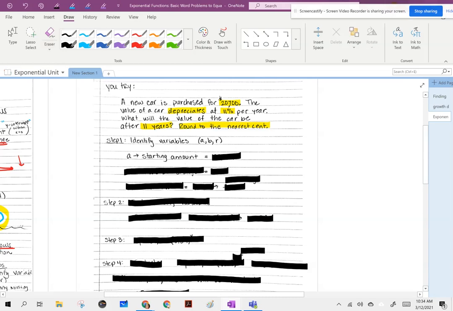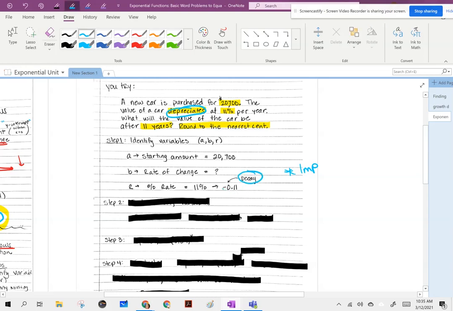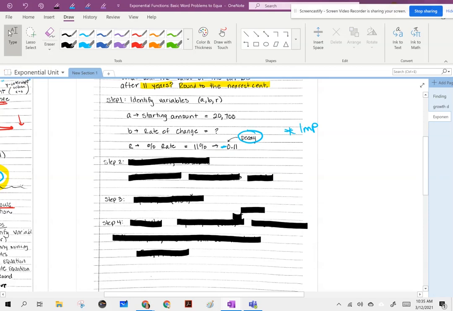Okay, so A again is the starting amount. Hopefully you were able to identify that as 20,700. The B value is the rate of change. I am unable to determine that right now based on the given information. And then the rate is the percentage rate, and it was 11%. However, this is where you need to pay careful attention. This is super, super important, that the depreciate represents decay, which is going to make your 11% a negative. Okay, so make sure that you understand that that's a negative rate.